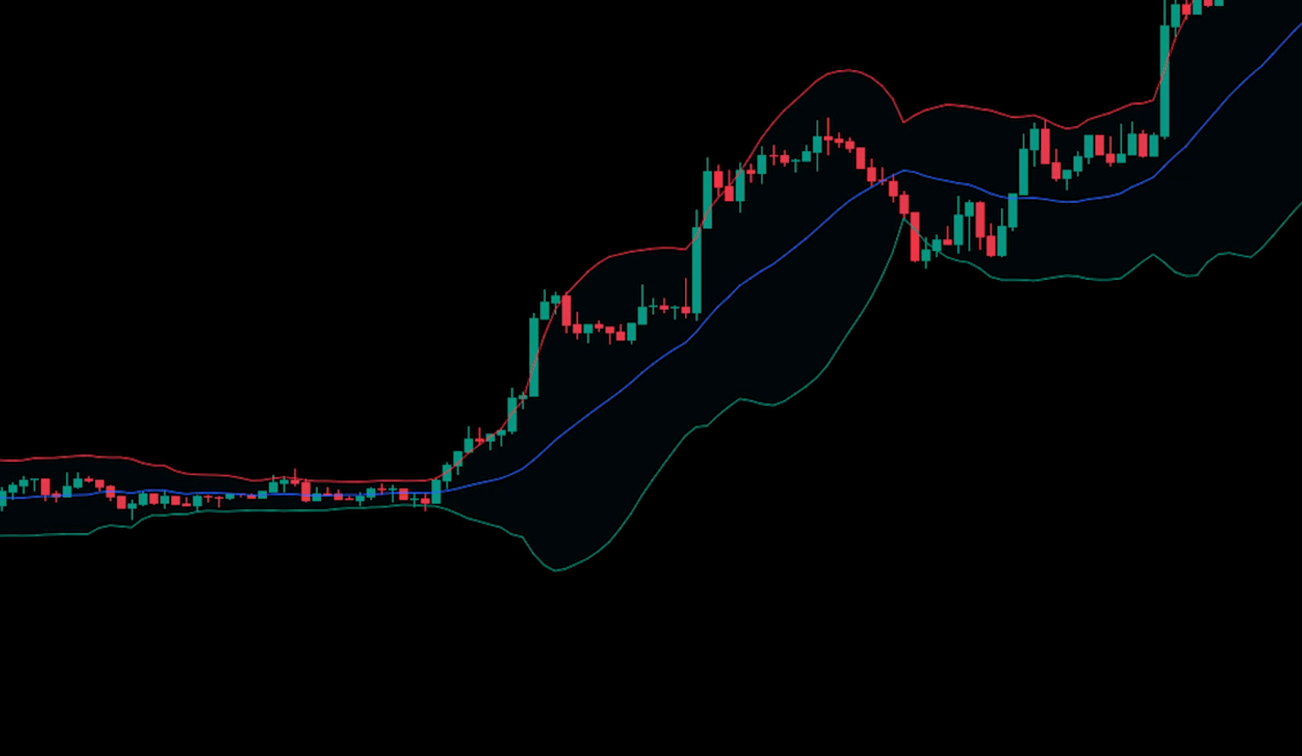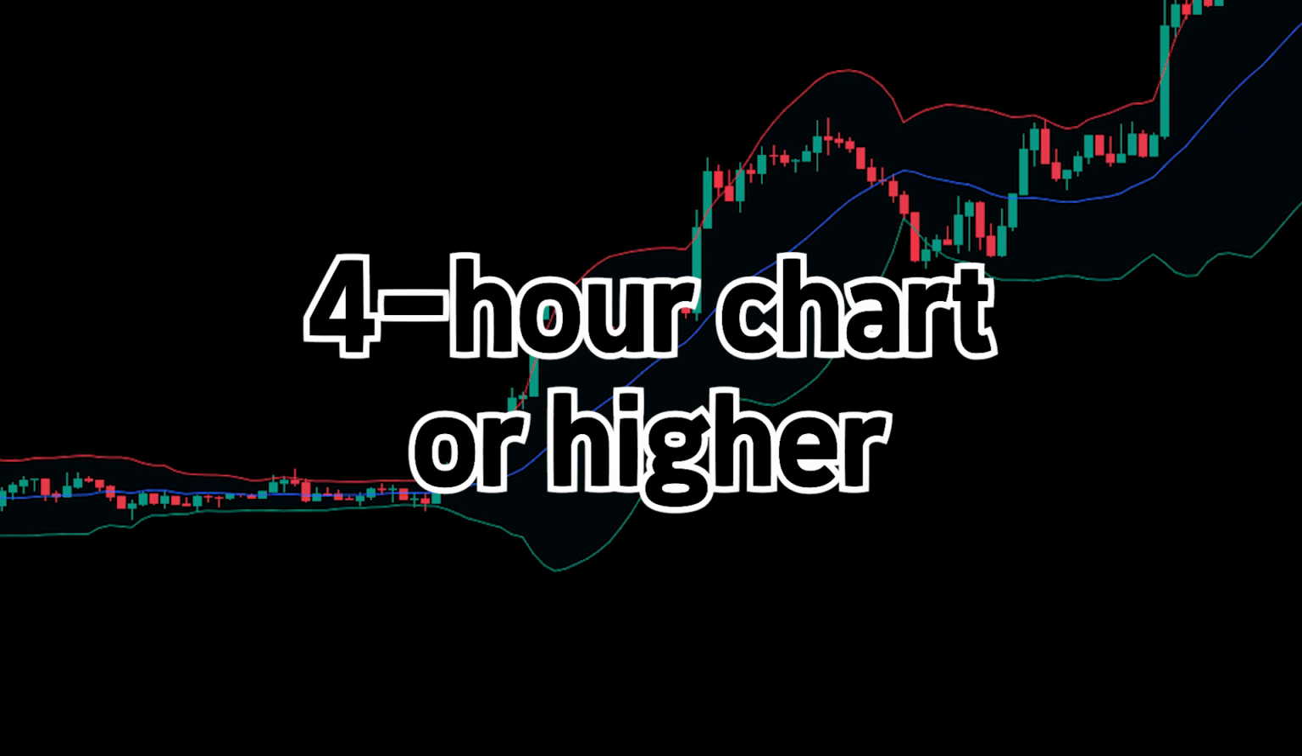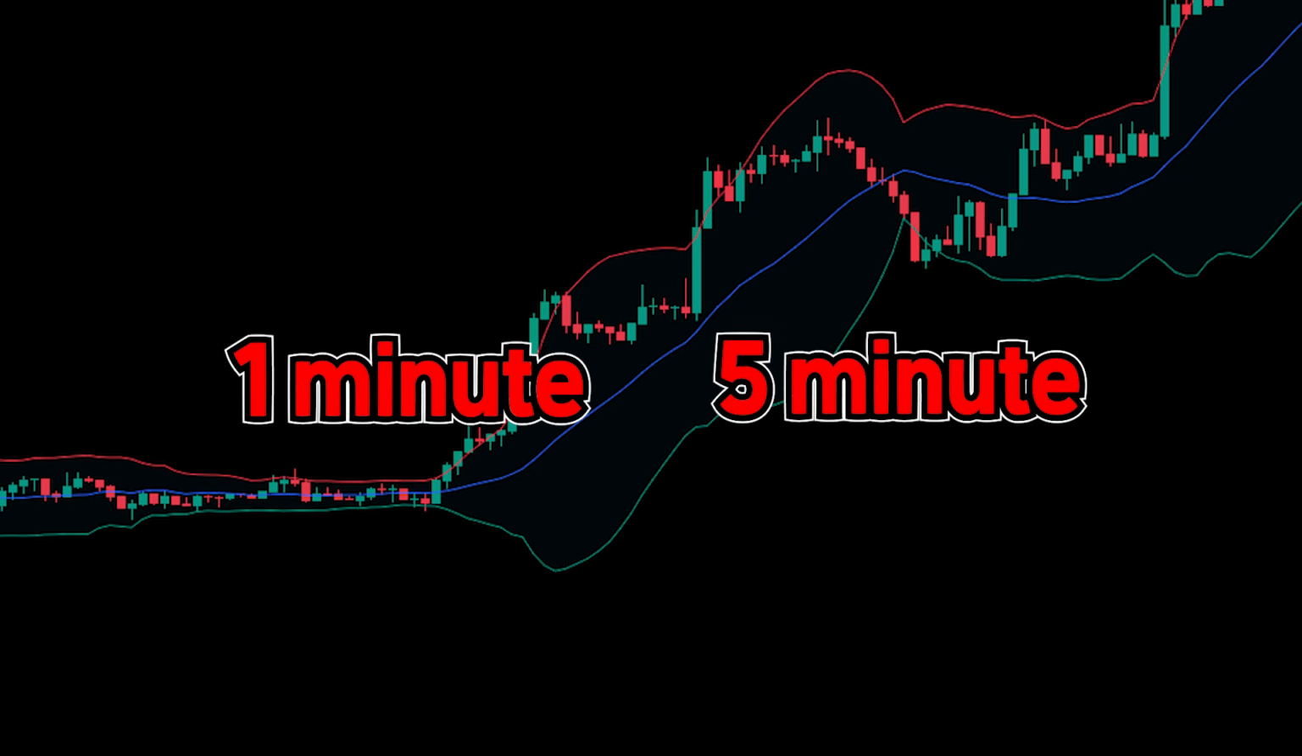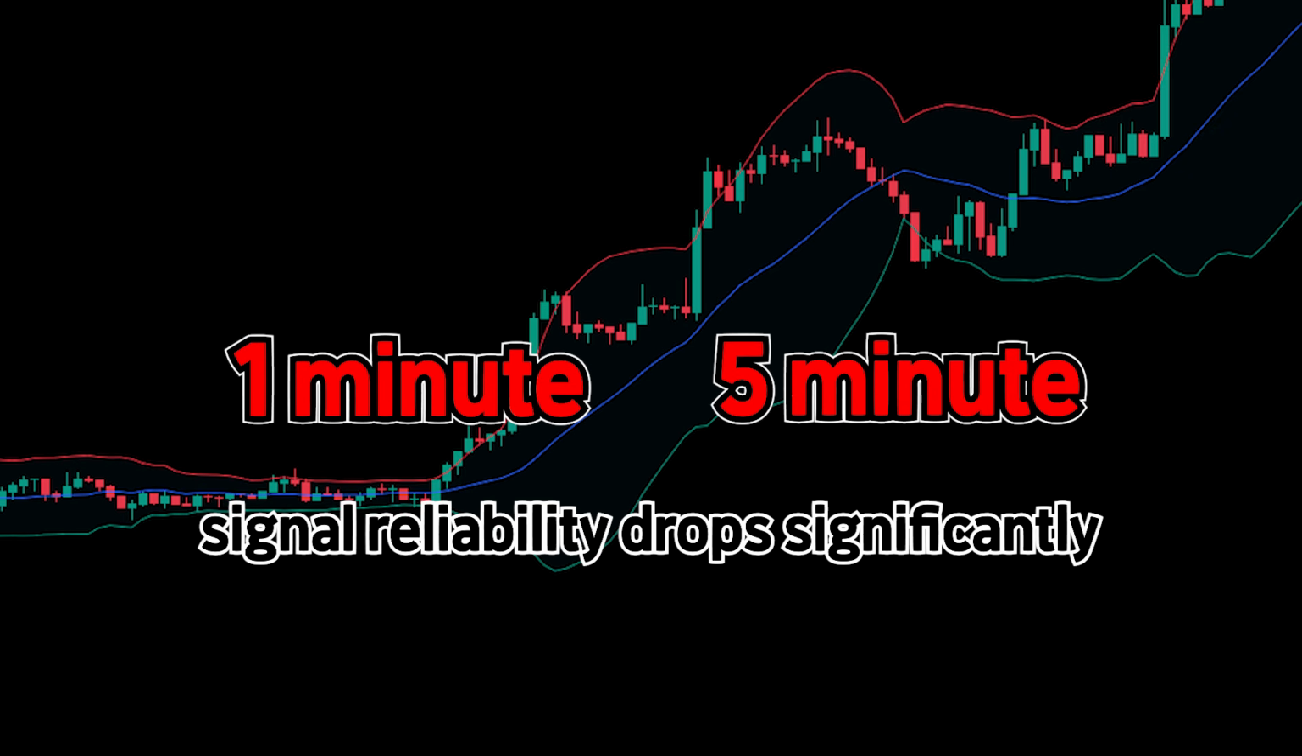One more thing to add. All 3 strategies introduced today are recommended for use on the 4-hour chart or higher. On shorter time frames, like the 1-minute or 5-minute chart, noise is too high, and signal reliability drops significantly.